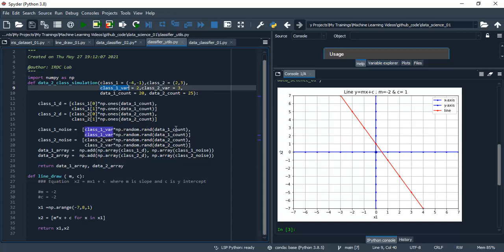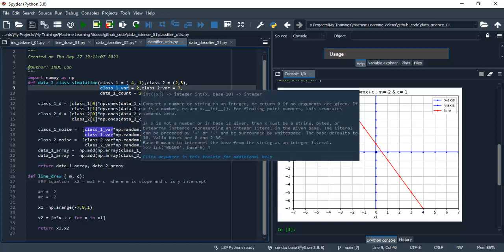Okay, so 10 points, 10 values will be generated. Sorry, if the data 1 count is 10, then an array of 10 values will be generated, and each element of that array will always be between 0 and 1, randomly. I don't think there is a need to explain more on what randomness is, right? So similarly for the class 2 variation also.